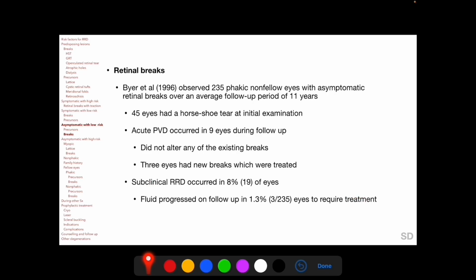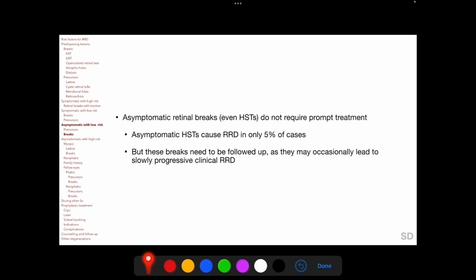Subclinical RRD refers to extension of subretinal fluid beyond one disc diameter from the margin of the retinal break but not posterior to the equator. So asymptomatic retinal breaks, including even HSTs, do not require prompt treatment, but these breaks need to be followed up carefully as they may occasionally lead to slowly progressive RRD.